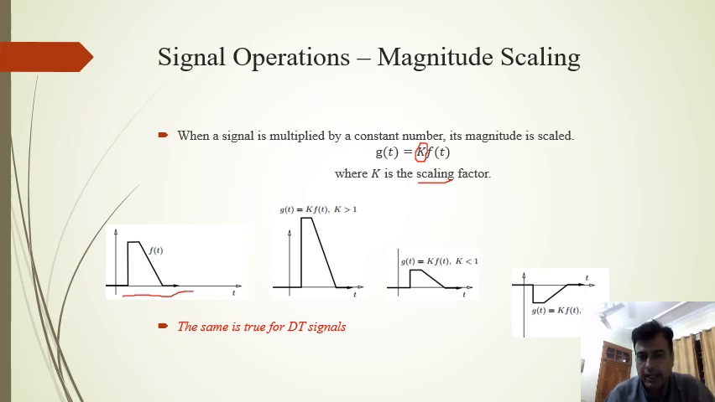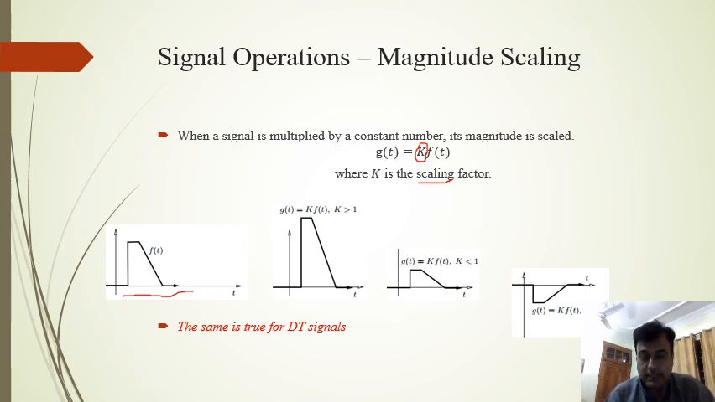This scaling factor k could also be negative, and if it is negative, as shown over here, then the signal will be flipped. But please remember that the signal will be flipped around the horizontal axis, not around the vertical axis. There is another flipping, associated with the independent variable, which is called time reversal, and in that case the signal is flipped around the vertical axis. But here when k is negative, the signal is flipped around the horizontal axis.